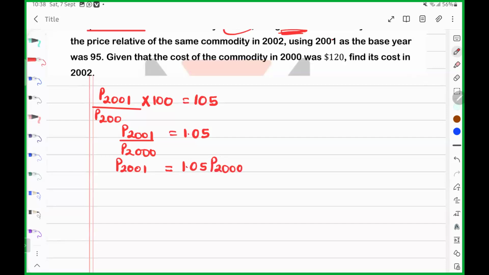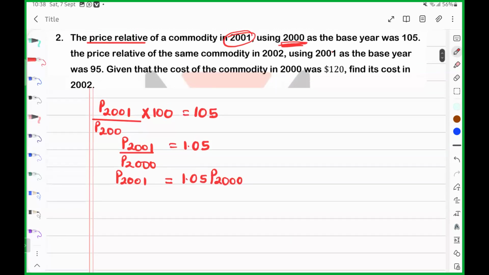Yes. Then they have told me that given that the cost of the commodity in 2000 was $120, find its cost in 2002.